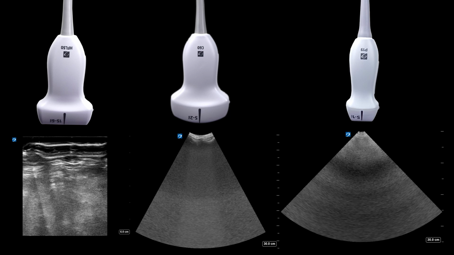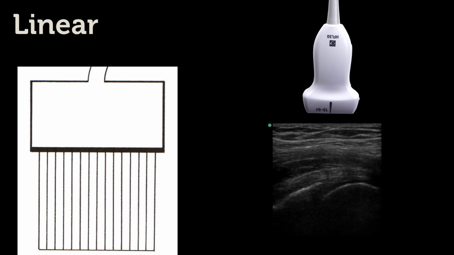Transducers come in all shapes and sizes and are used for different organs and for different reasons. Linear transducers place the crystals side by side in a straight line. They give a rectangular field of view and are used for muscles, tendons, nerves, vessels, foreign bodies, or anything close to the skin's surface. This example shows the anterior hip joint. You can see the acetabulum here, the head of the femur here, and the iliopsoas tendon across the surface of the joint.